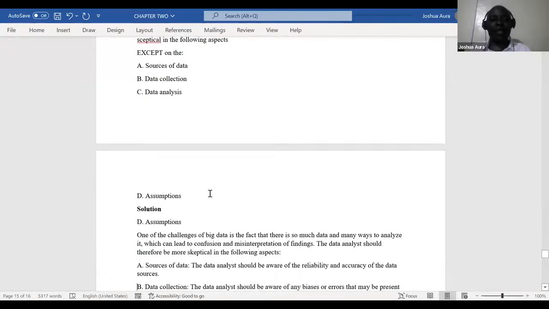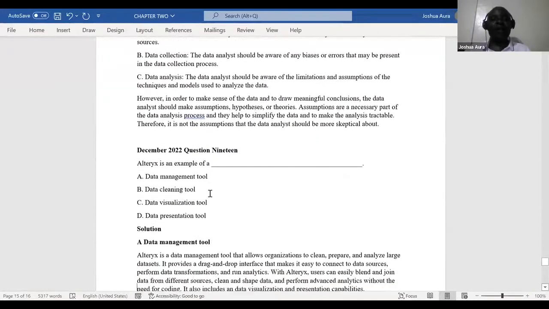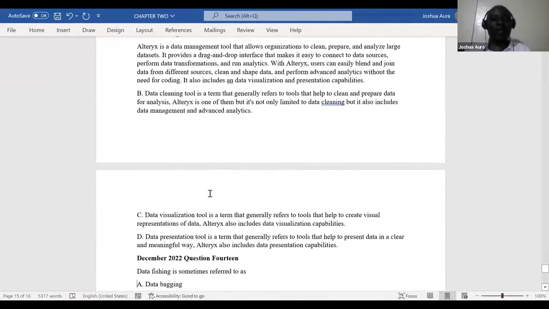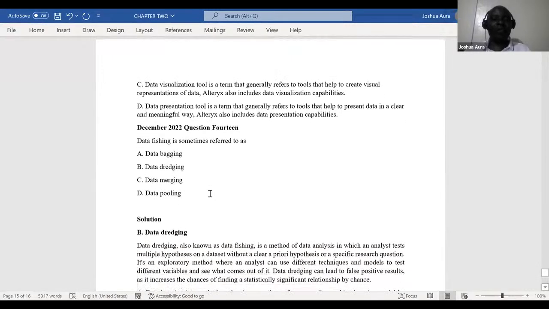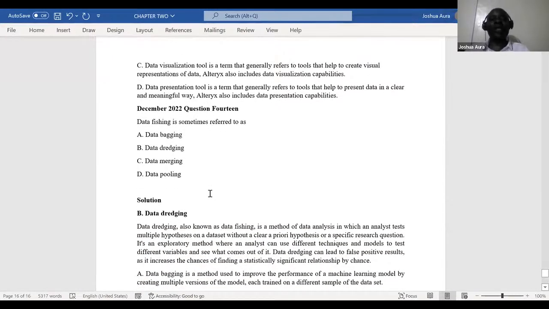Remember your theory carries how many marks? 40 marks. 40 marks. So we have looked for questions from last sitting and from the pilot paper that belong to this particular topic, and we have provided solutions for the same.